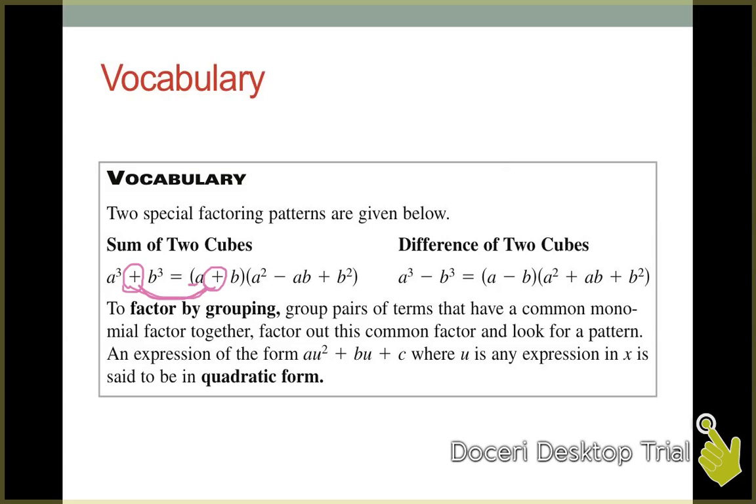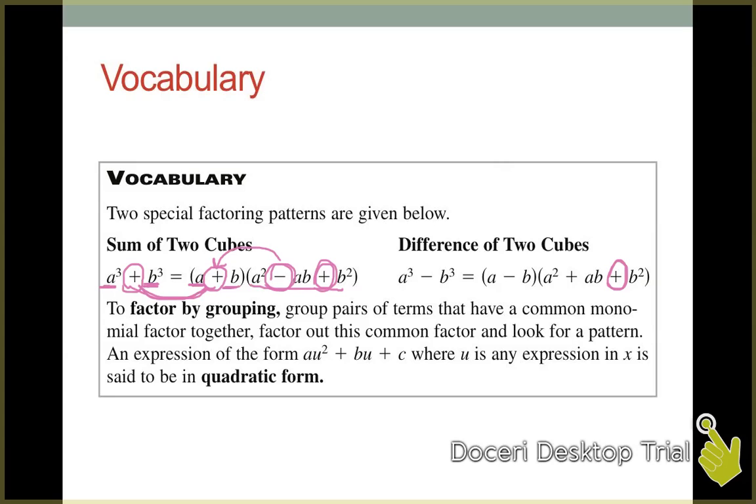Okay? And the A and the B in this binomial come from this base. So whatever it is that's being cubed to give us the first term, whatever it is that's being cubed to give us the second term, that's what the A and the B are going to be. Okay, and then we multiply that by a trinomial, and in the trinomial our last term is always a plus, but this term will always be the opposite of what that one was.